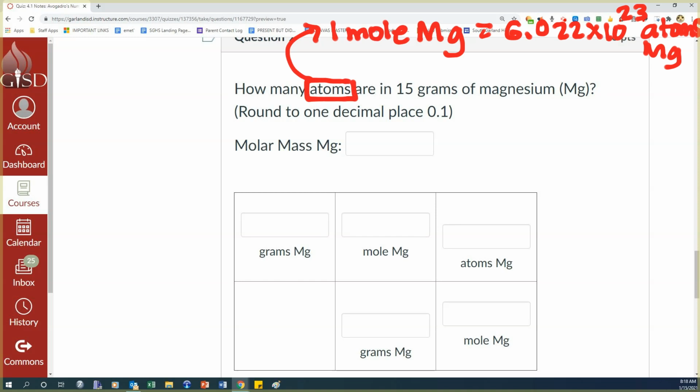But wait, if you look closely, there's another keyword, the keyword grams. Therefore you need to get the molar mass. This is 1 mole of Mg is equal to how many grams of Mg? And that's what we need to calculate. So how do you calculate molar mass? Count the number of atoms. Mg is only 1, times what's the mass of Mg? 24.3. So this would be 24.3.